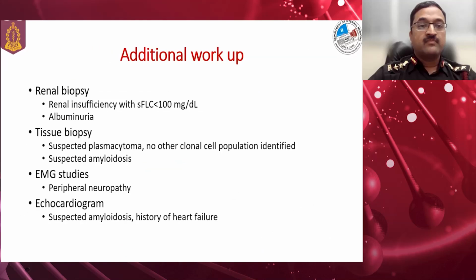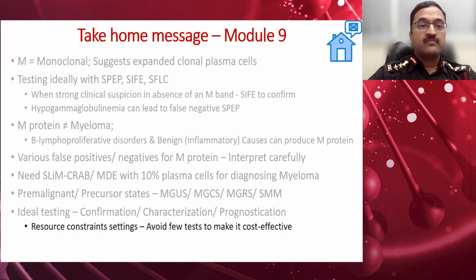There are some additional tests which would be required, particularly renal biopsy, tissue biopsies, EMG studies, and echocardiogram, when you have certain other clinical findings as shown here. Coming to the end of this 9th module, we can avoid a few tests and make it cost effective, and every institute, based on the cost of the test, can come out with their own algorithms. In India, one size does not fit all. Every institute or every geographical area should come out with their own algorithms.